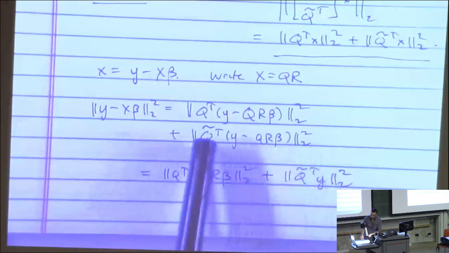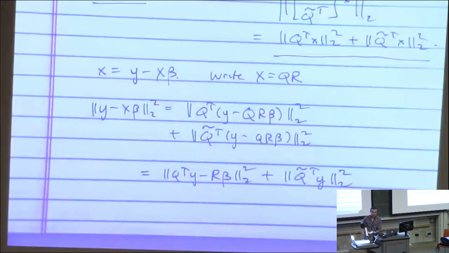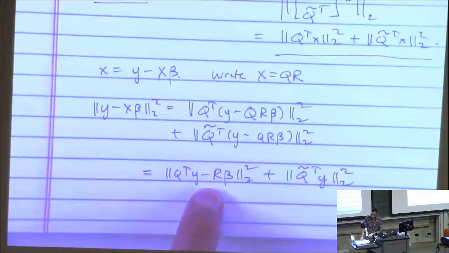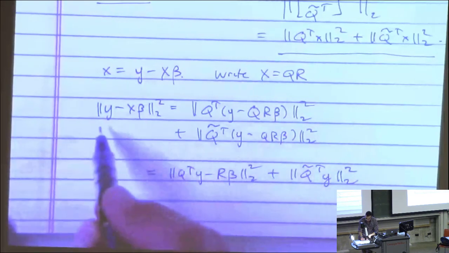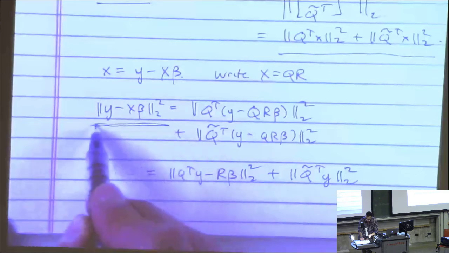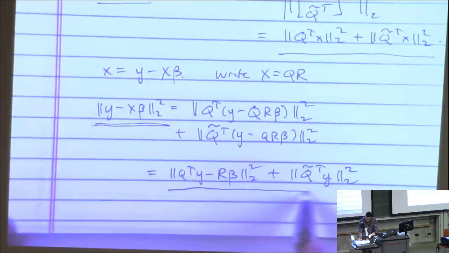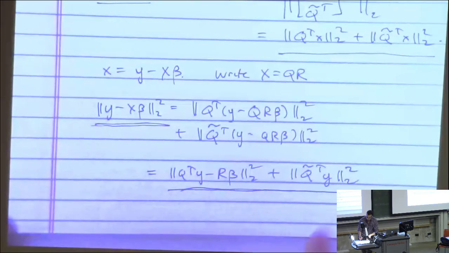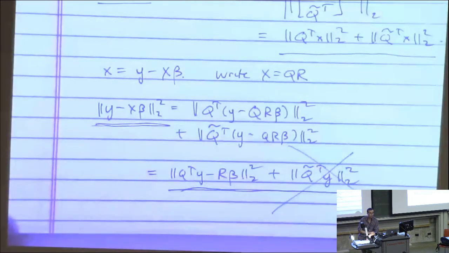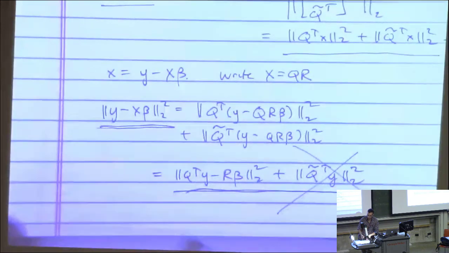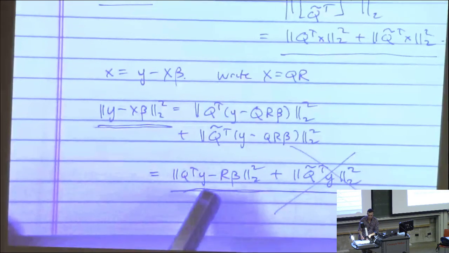Q tilde transpose times Q is 0 because they have orthogonal columns. And here we use the fact that Q transpose Q is identity to write this just as R times beta. Okay, so in other words, we've just proved that minimizing the least squares loss over beta is the same as minimizing the sum of these two squared losses over beta. But this one's a constant, it doesn't depend on beta. So with respect to minimizing over beta, we can just throw it away. We don't care about it. So our goal is now to minimize this over beta.